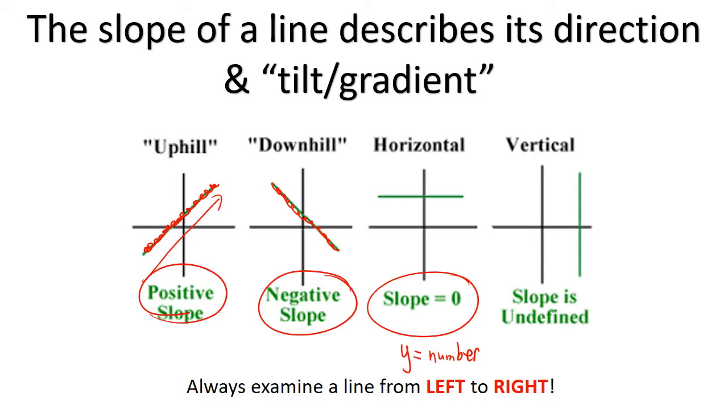A vertical line is straight up and down, so the slope will be undefined when we calculate that using a formula. Now, a vertical line's equation is always x equals a given number.